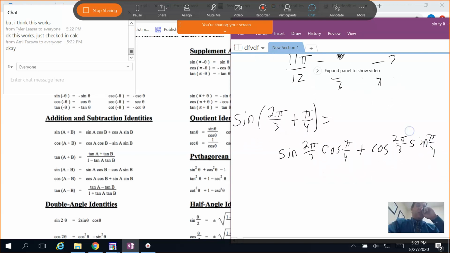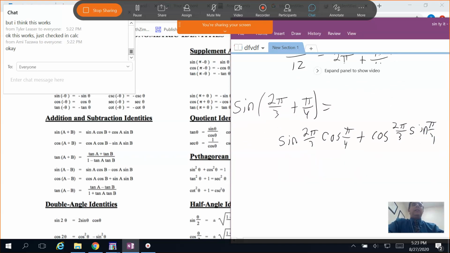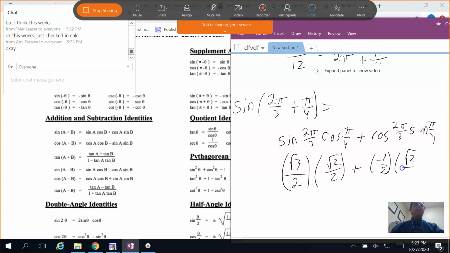All right, and then you just plug in the different values into this. So again, using the unit circle, sine 2 pi over 3 is root 3 over 2. Cosine pi over 4 is root 2 over 2. Plus cosine 2 pi over 3 is negative 1/2. Sine pi over 4 is root 2 over 2.